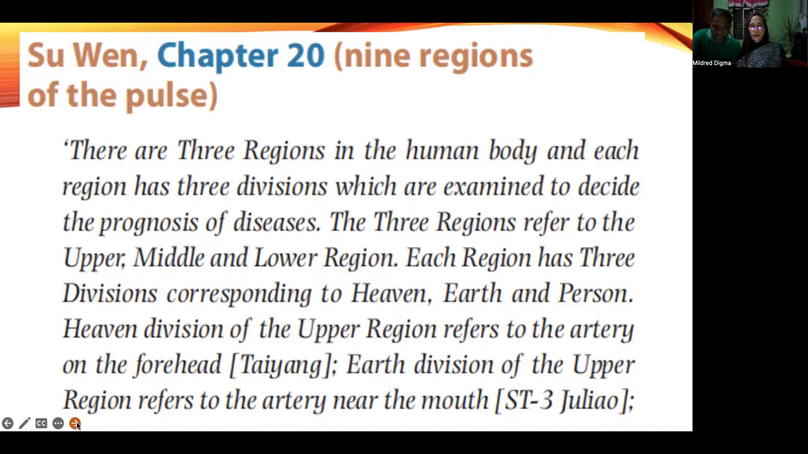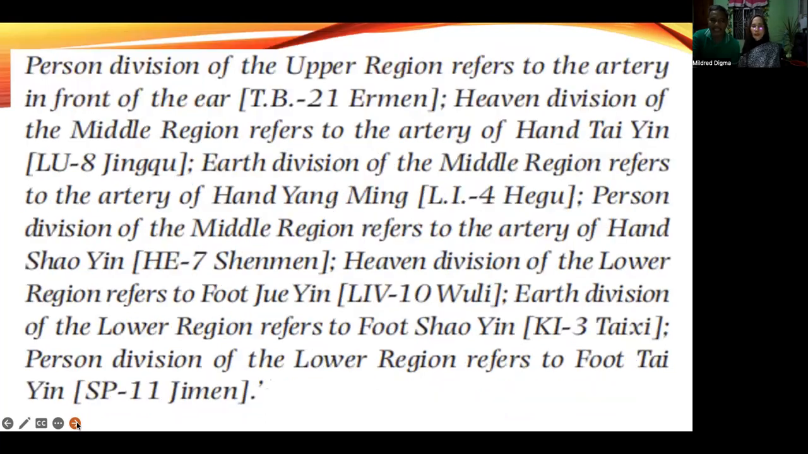Heaven division of the upper region refers to the artery, doon naman sa taiyang. Nakita po natin ito sa summary kanina. Sa earth division naman, sa upper region refers to the artery near to the mouth o yung particular doon sa stomach 3. So, person's division in the upper region refers to the artery in front of the ear. So, Triple Burner 21, doon sa malapit sa tainga.